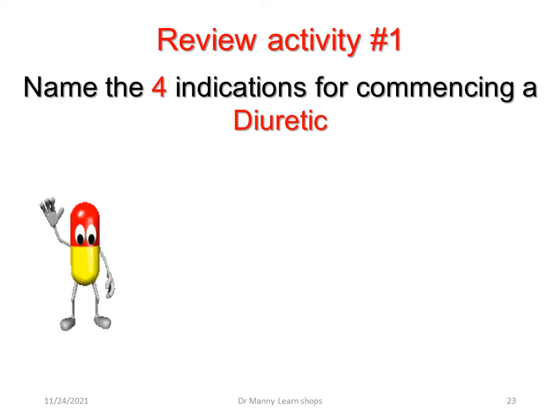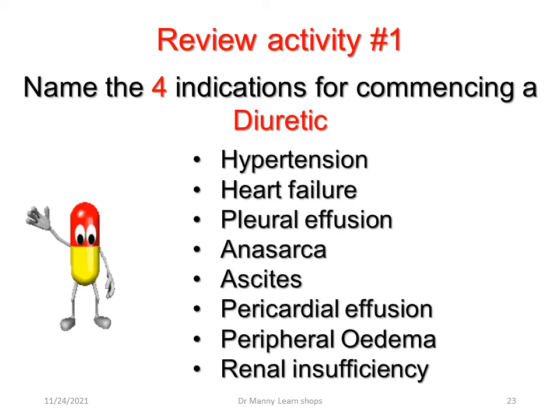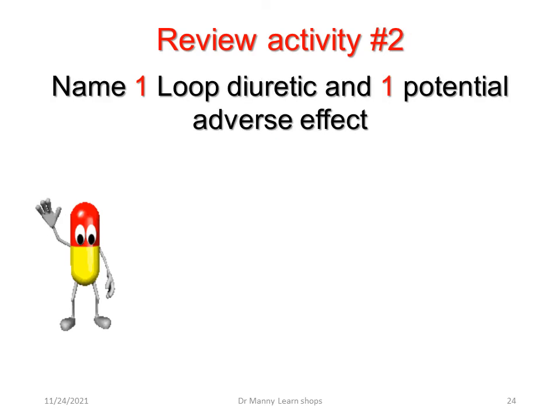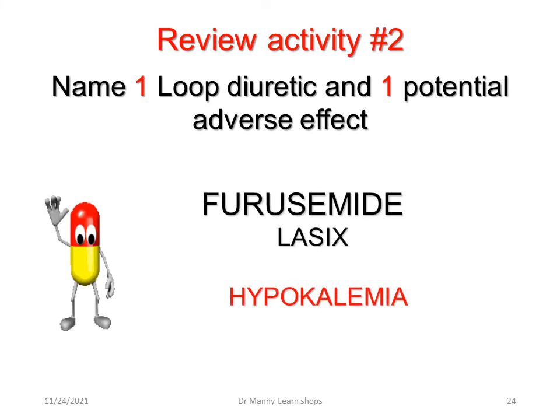So let's review. Name the 4 indications for commencing a diuretic. Hypertension, heart failure, pleural effusion, right heart failure with anasarca, ascites, a pericardial effusion, peripheral edema, and renal insufficiency. Name 1 loop diuretic and 1 potential adverse effect. Furosemide or Lasix, hypokalemia.